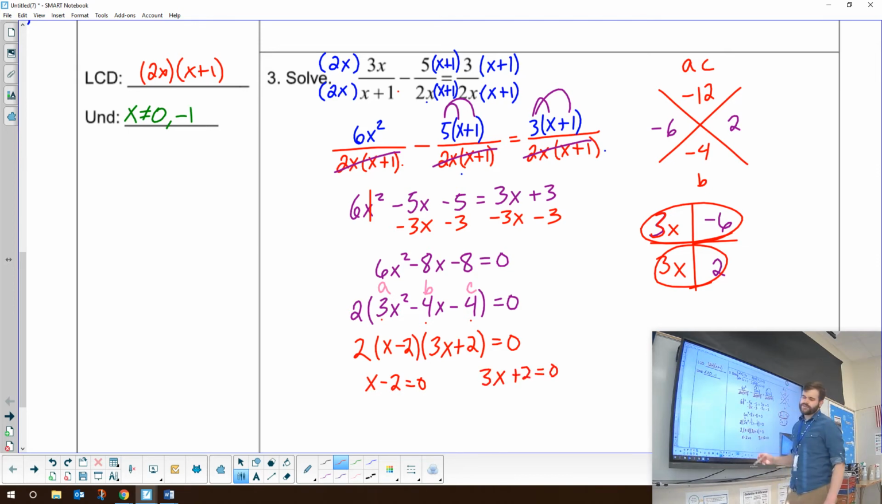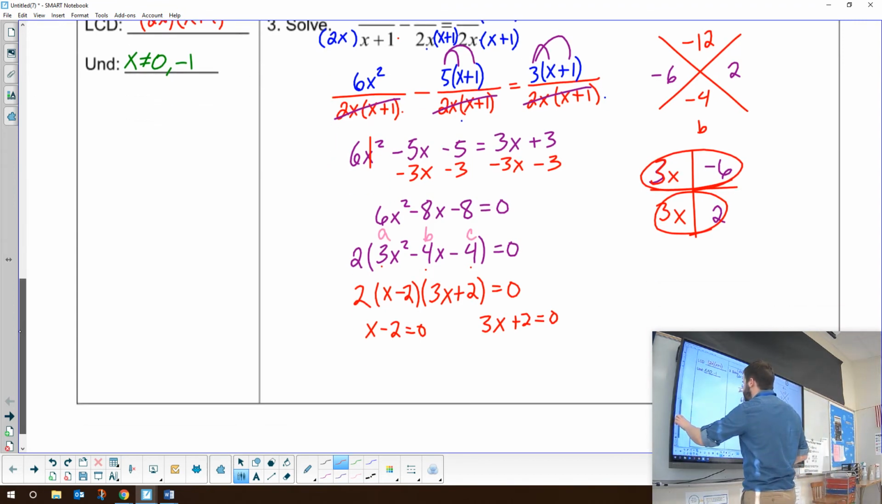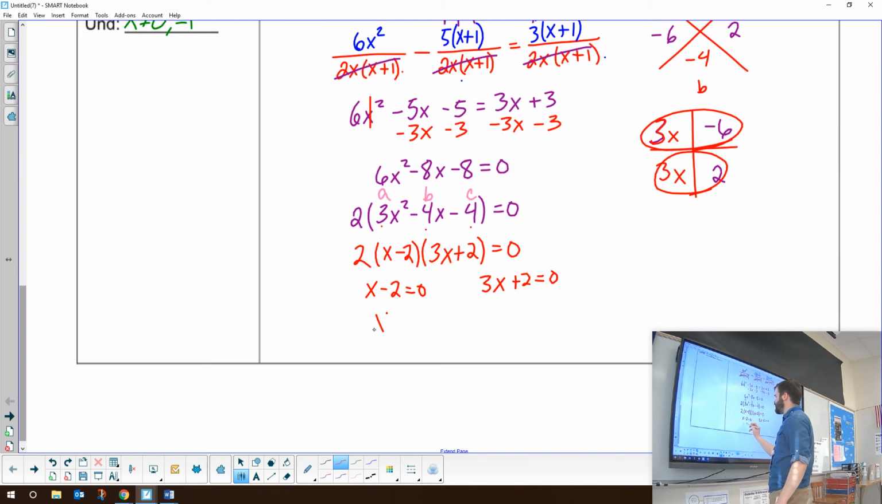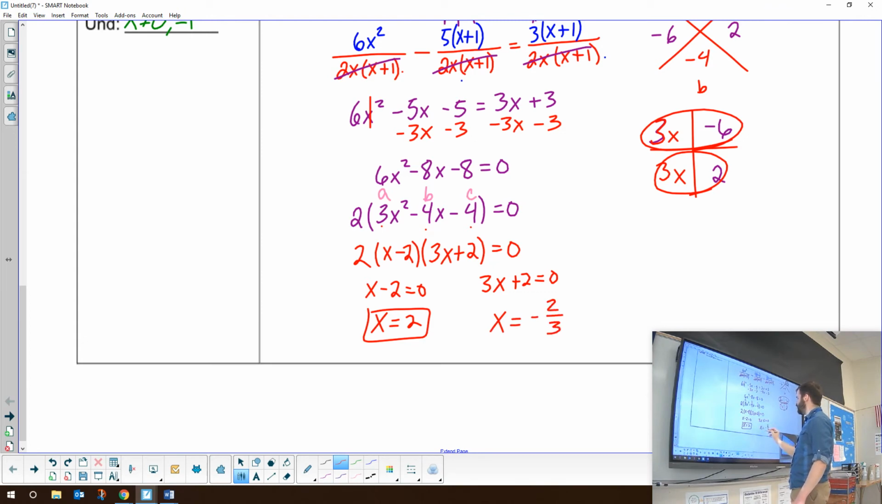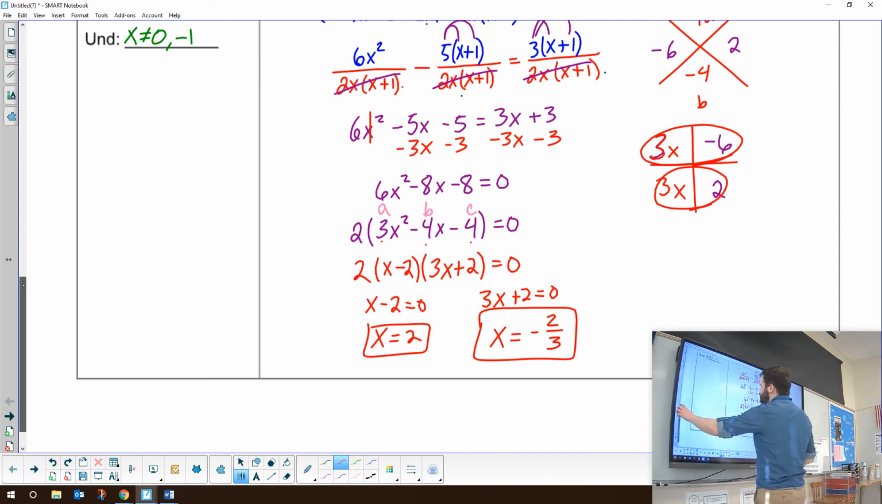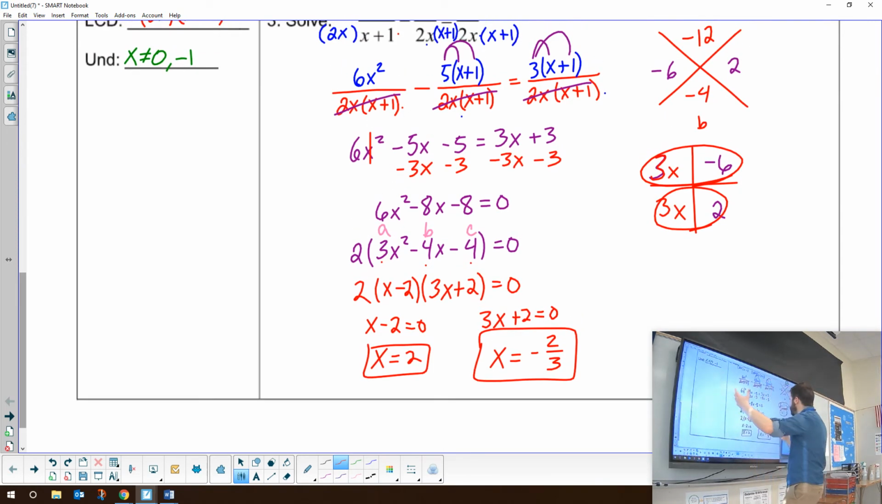Don't worry about this 2 out in front. It doesn't have an x, so it doesn't matter. Okay? So then, we're going to add 2 to both sides here. We get x equals 2. We're going to minus 2 and divide by 3, and we're going to get x equals negative 2/3. So here are our two answers. We can check our answers and make sure that they are not undefined. Both of them are not, so both of those are our correct answers.